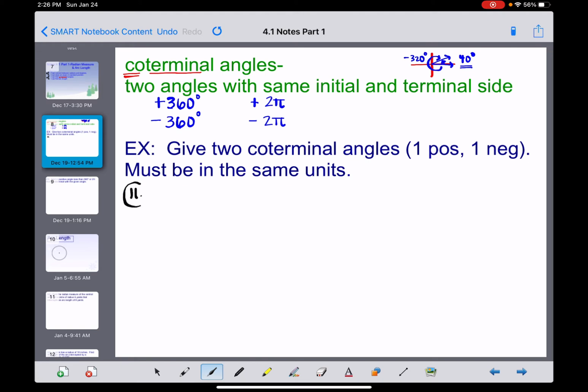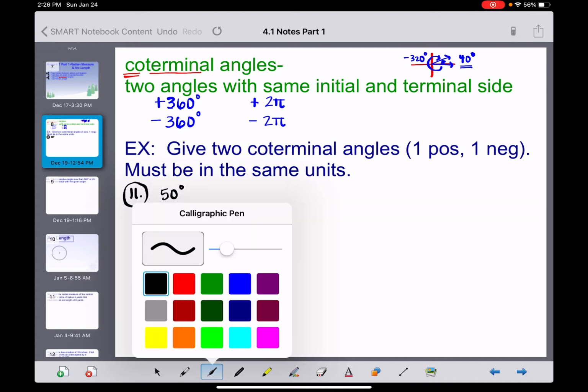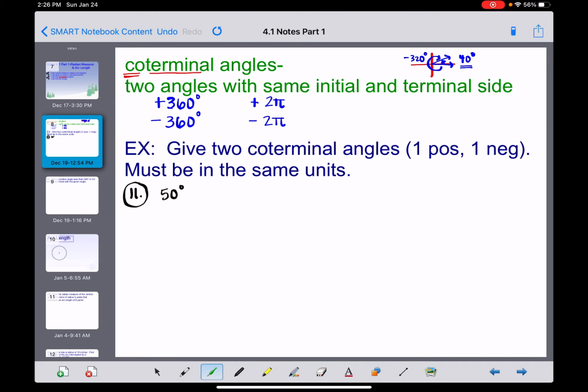Okay, so in part 1A, I think we ended on example 10. So I'm going to get to example 11 here. So we're going to start with 50 degrees. And we're going to read those directions because those are obviously important. We're going to give two coterminal angles, one that's positive and one that's negative, that are in the same units. So this is in degrees. So we want to be in degrees.